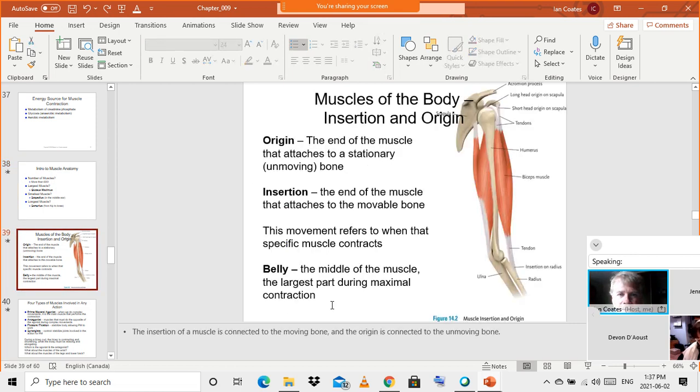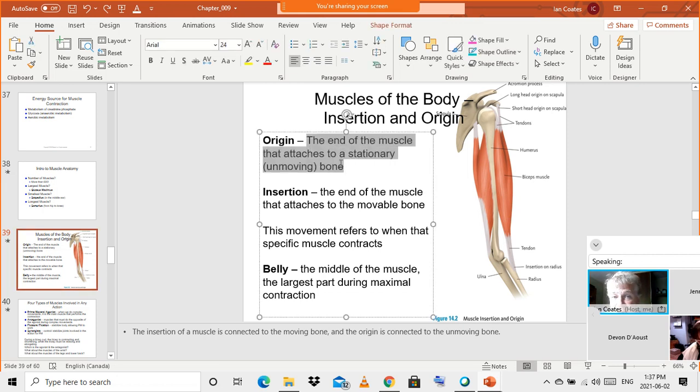What do we got? Your origin, your insertion. We've talked about this. The belly is the meat of the muscle. Your origin there, the end of the muscle that attaches to the stationary unmoving bone. Your insertion, that's the movable side. Okay.